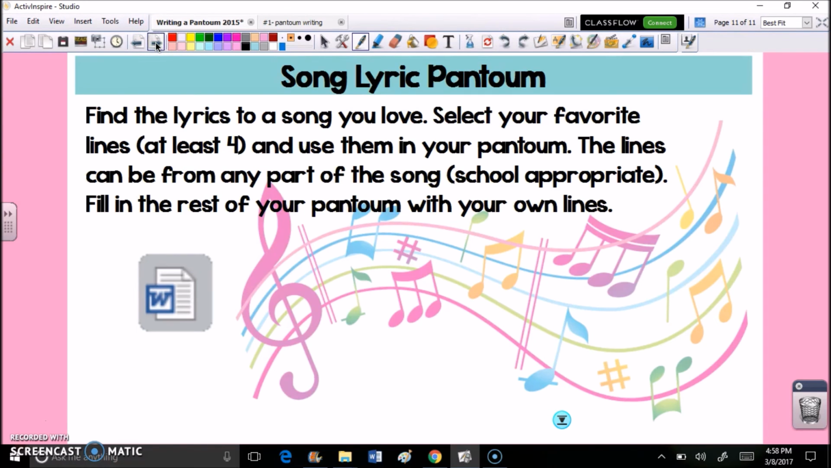Now, to make this assignment a little more fun, for your pantoum, we're going to make it a song lyric pantoum. So I want you to find the lyrics to a song that you love. I want you to select your favorite lines, so at least 4 of them, and you're going to use them in your pantoum. Those lines can be from any part of the song. Of course, the song has to be school appropriate. And then you're going to fill in the rest of the pantoum with your own lines.